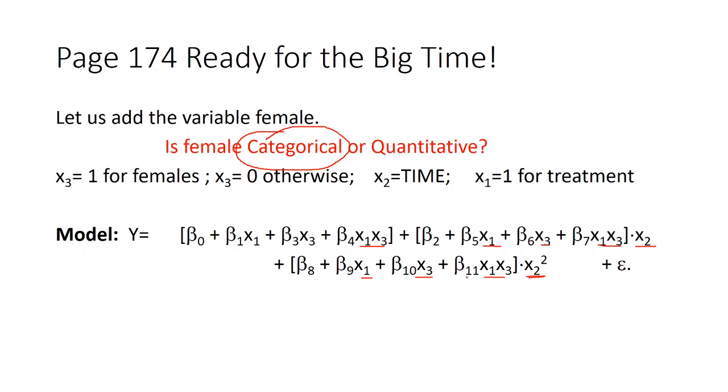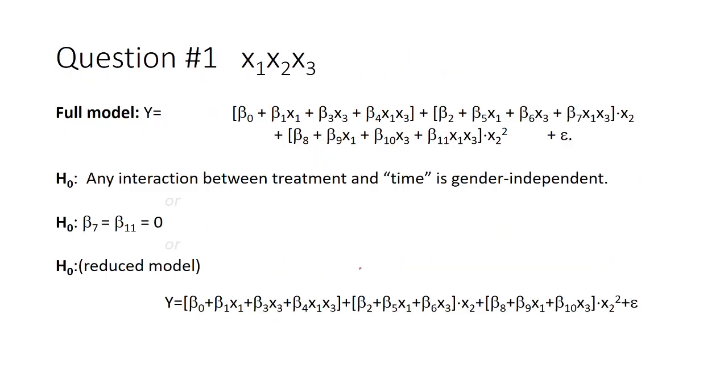And so this means that we'll have 12 coefficients, up to beta 11. Everybody gets beta naught, but up to beta 11. All right, so this is our full model. And what we want to do is say, can we get rid of X1, X2, and X3? So we have to figure out, well, we can get one here, X2 times X1, X3, and then X2 squared times X1, X3. So we're saying that beta 7 or beta 11 is 0, or any interaction between treatment and time is gender independent. We could also say that any interaction between treatment and gender is time independent. Basically, we want to get all three of them together. So our reduced model would be this without beta 7 and without beta 11.